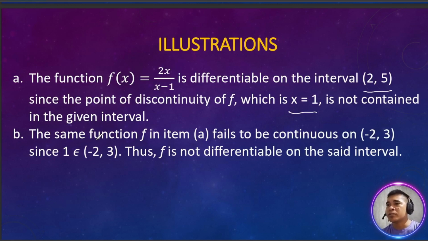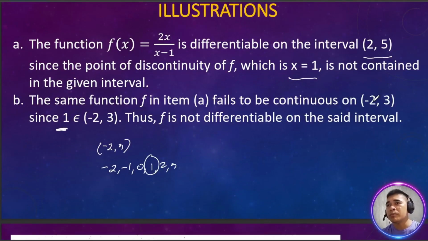And the same function, the first example, dili siya pwede sa open interval negative 2 and 3. Why? Because 1 is an element of negative 2 and 3. In the open interval negative 2 and 3, included na ang negative 2, negative 1, 0, 1, 2, and 3. Included si 1, so dili siya pwede. Therefore, f is not differentiable on the interval negative 2 and 3, given this function.